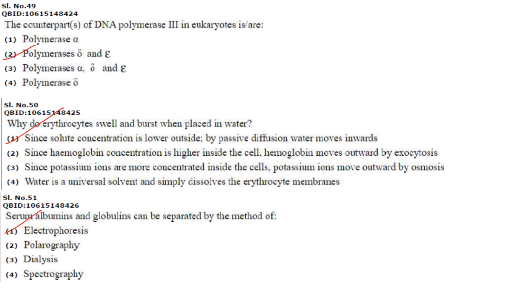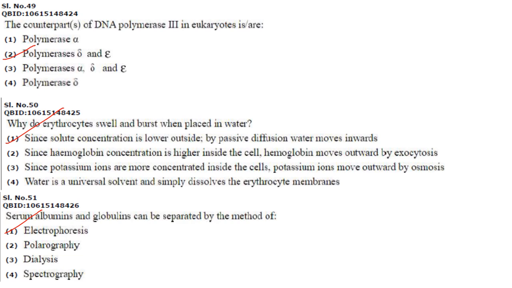Serum albumins and globulins can be separated by the method of electrophoresis. Serum protein electrophoresis is an inexpensive method for separating proteins based on their net charge, size and shape. The two major proteins present in the serum are albumin and globulin. Albumin is the major component and it lies closest to the positive electrode.